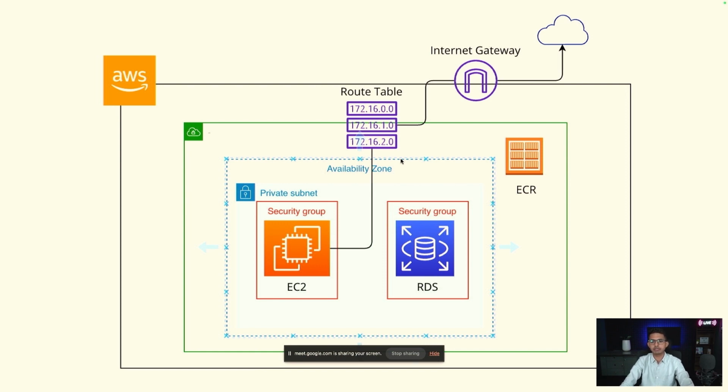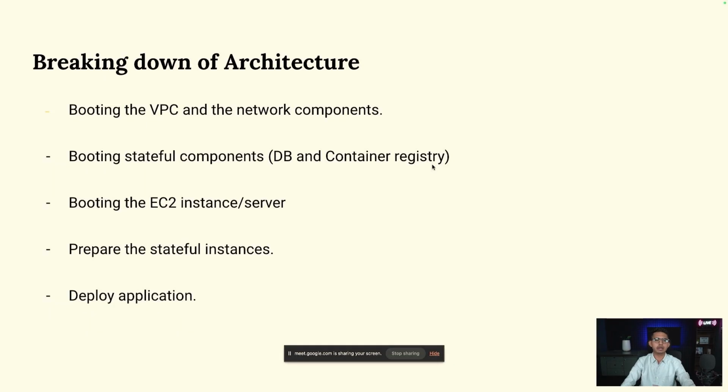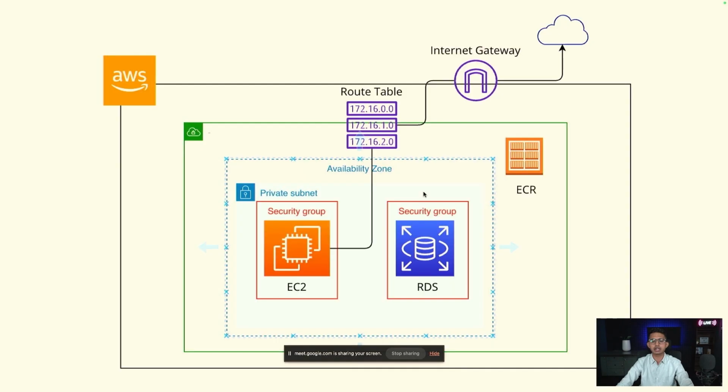So now, if we go to the second part, the demo part, let's break down the architecture first. First, I'll be booting the VPC and the network components. If I go back to the diagram, you can see I'll be booting the VPC, the availability zones, the route table, and the internet gateway. This is all the networking part, and also all the firewalls in place. I will boot it now.